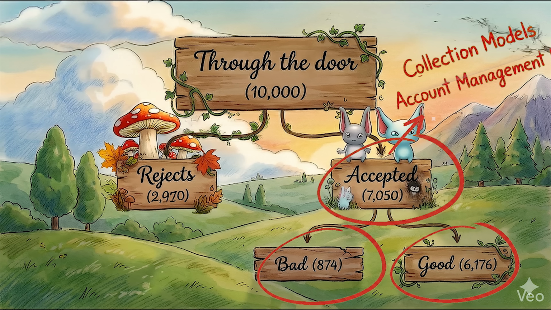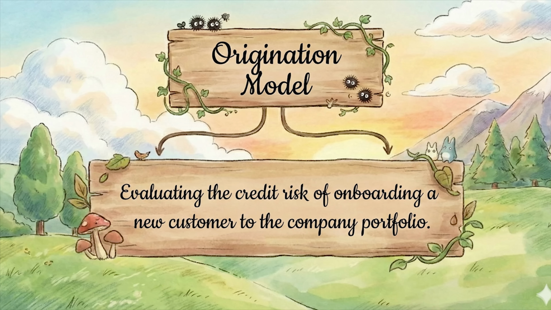Collection and account management models only operate with the accepted pool, and objective of collection model is to evaluate the risk of approved pool customers defaulting on monthly payment obligations, and account management models evaluate the credit risk of providing new trade line or increasing the exposure to a customer who are already part of the company portfolio. Collection and account management models have the advantage of having additional payment info regarding the customer since they are already onboarded to the system.